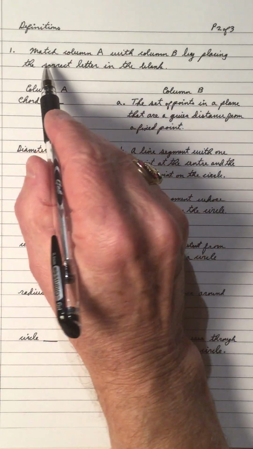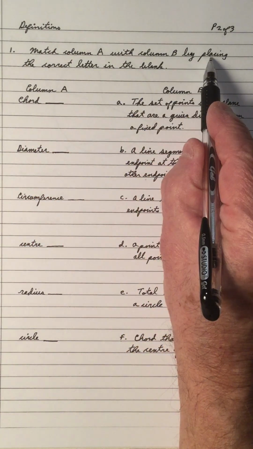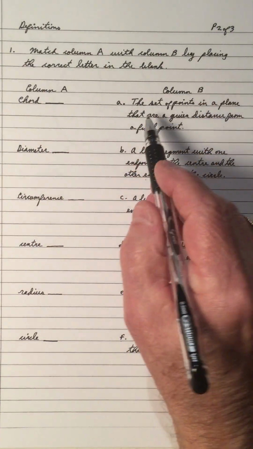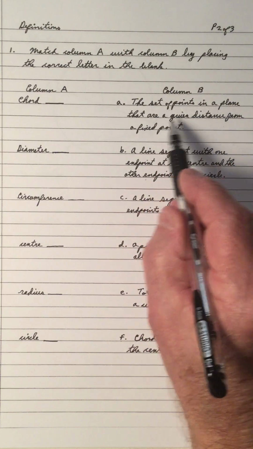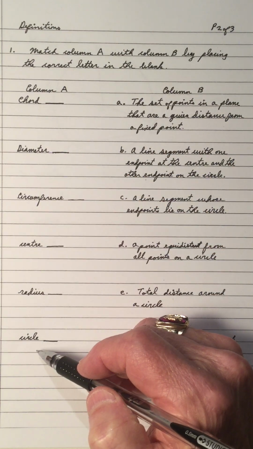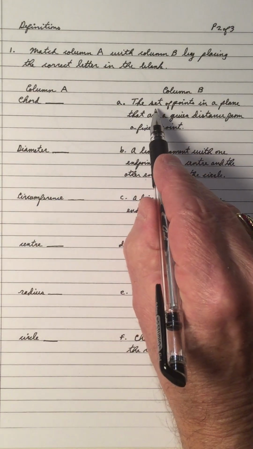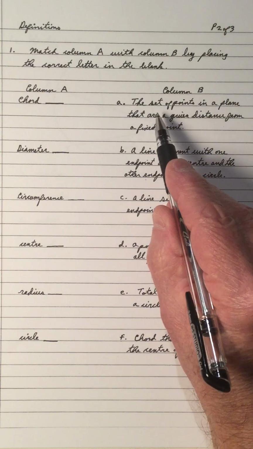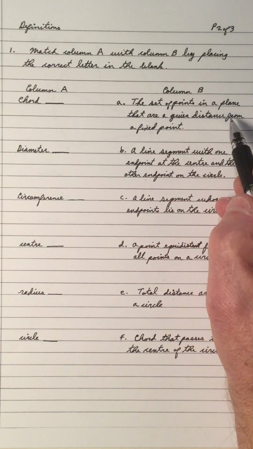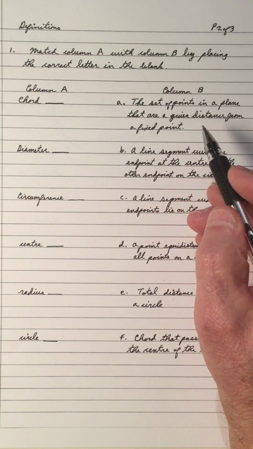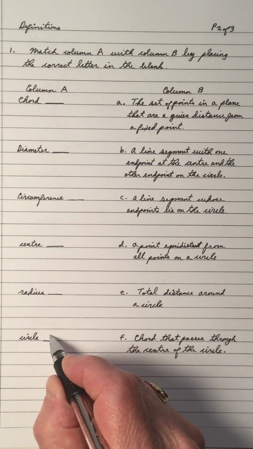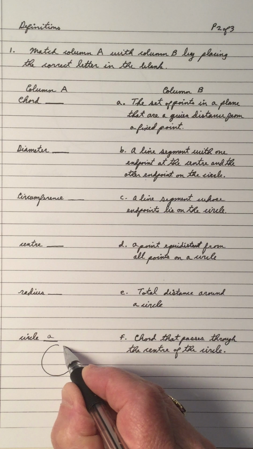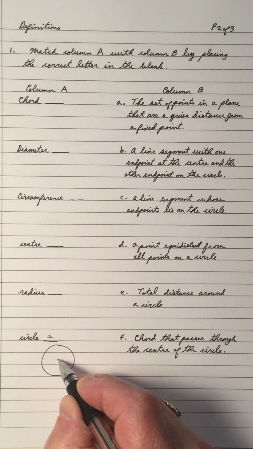Definitions. Number 1, match column A with column B by placing the correct letter in the blank. So I'm going to read out the statement, and then we pick out one of the words that matches. A set of points in a plane that are a given distance from a fixed point, and that would be a circle. A circle is a set of points that I'm now drawing that are a fixed distance.